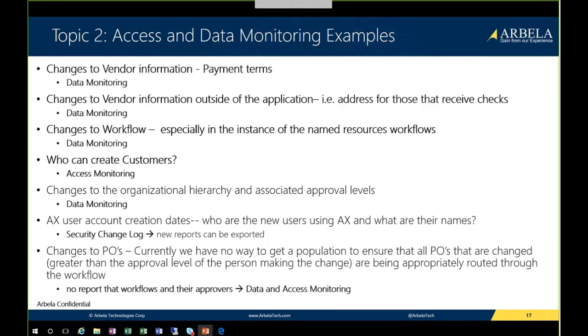And there's no report for workflow and approvers if you're talking about a PO workflow or the change management workflow. So essentially you find those tables and you add it to data monitoring, and you also add it to access monitoring to get a fully fleshed out view of what changes are being made to those workflows.